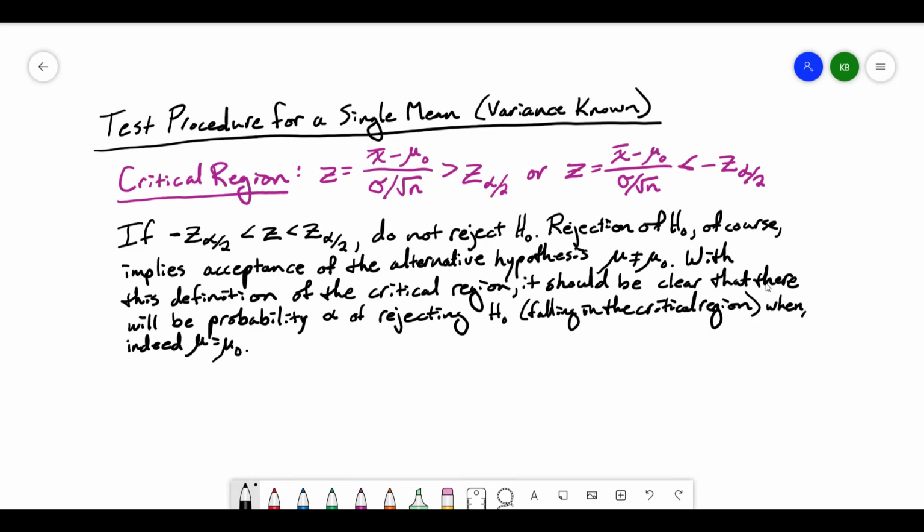Now the z's with the subscripts, so my z sub alpha/2, that's defined the same way z sub alpha/2 has been defined through everything we've done to date. So with that critical region in mind, if negative z sub alpha/2 is less than z, which is less than z sub alpha/2, then we do not reject our null hypothesis because our z value that we found is outside of the critical region we've defined. Rejection of our null hypothesis, of course, implies acceptance of the alternative hypothesis. The alternative hypothesis is that the population mean is actually different than my hypothesized mean. So mu does not equal mu sub 0.